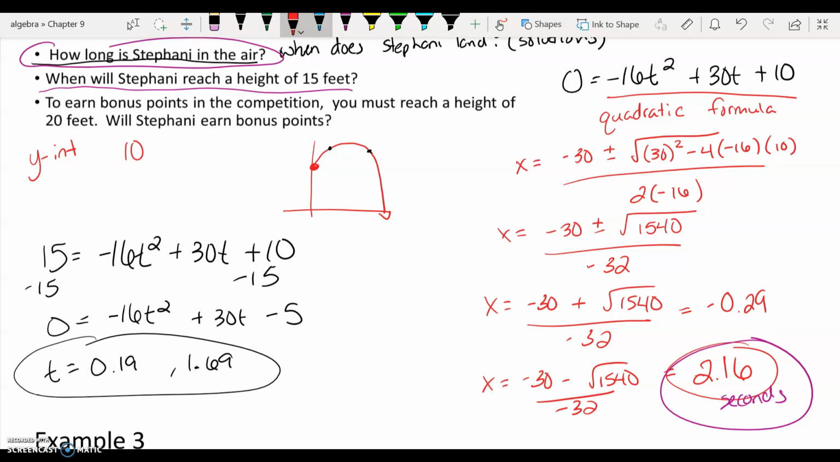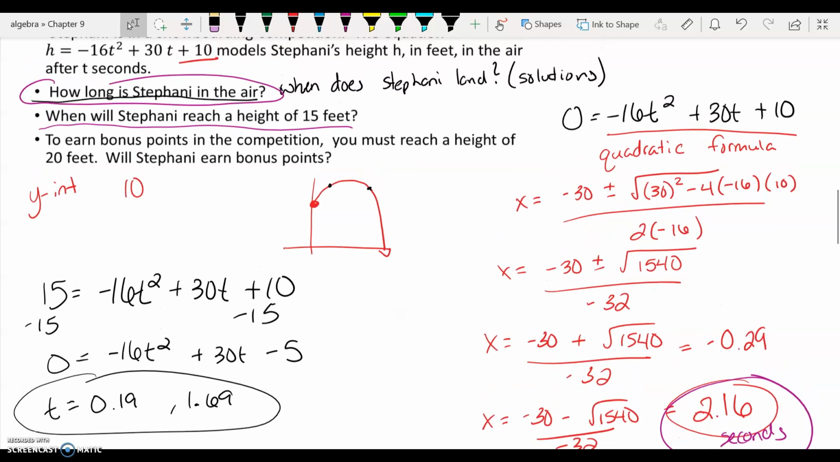Now the last part, it says to earn bonus points in the competition, you must reach a height of 20 feet. Will Stephanie earn bonus points? So what we're going to do now is find the vertex to figure out if Stephanie can reach a height of 20 feet, because the vertex is going to be her highest point.